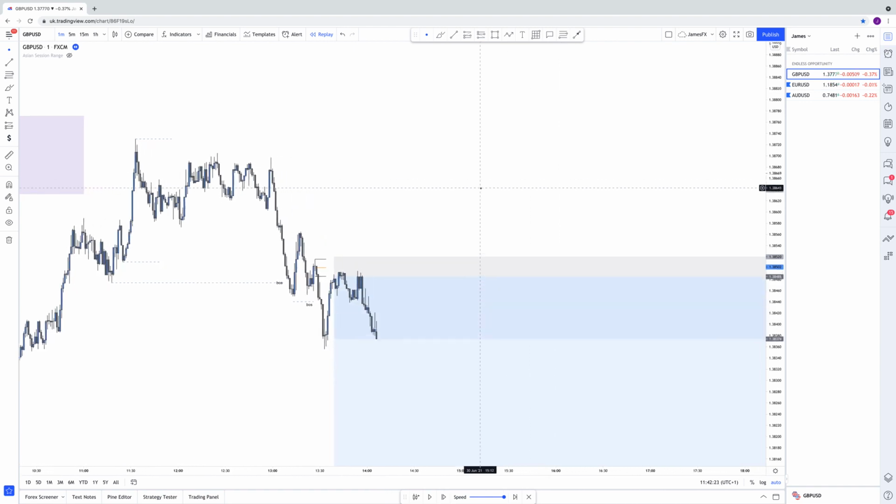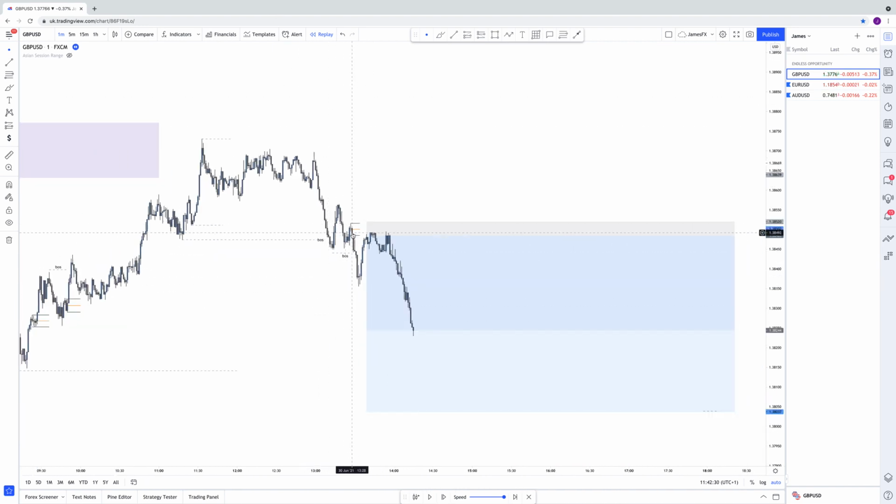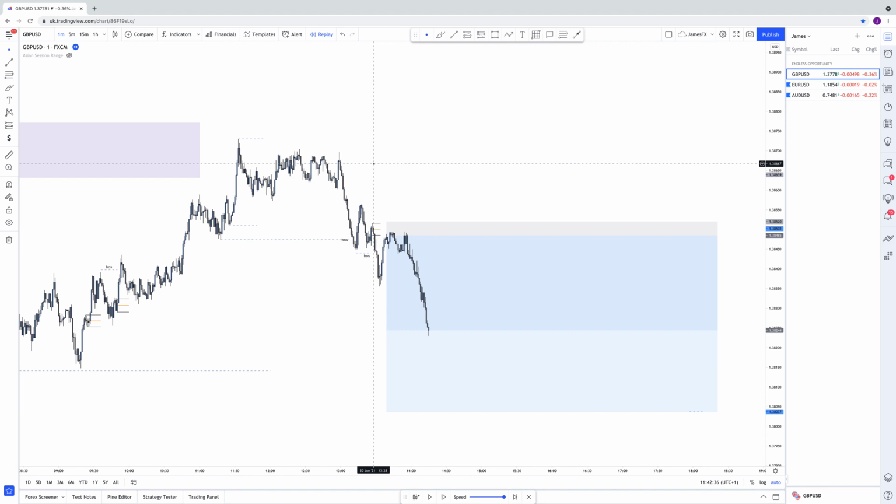and we then break structure. So you know, simple as that. Range, initiation, mitigation, and then the continuation, and that's as simple as really.